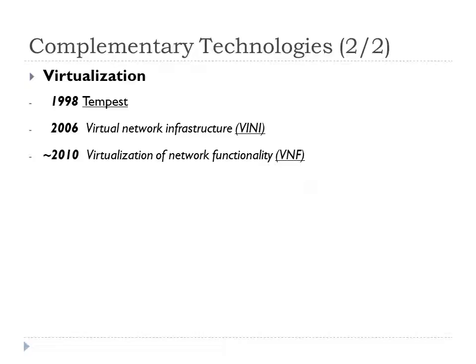And then in 2006, we have something called Virtual Network Infrastructure, or VINI, which was meant to offer researchers a virtual networking testbed to deploy and evaluate multiple ideas simultaneously, and it could be implemented on different network topologies using realistic routing software as well as user traffic and network events. And then in 2010, we have something called virtualization of network functionality, or VNF, which is quite popular these days.